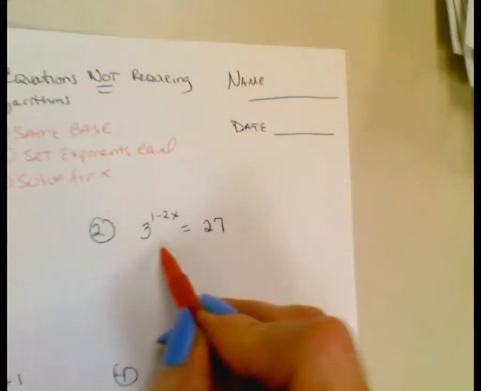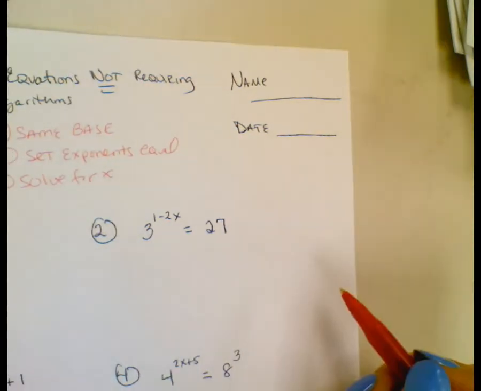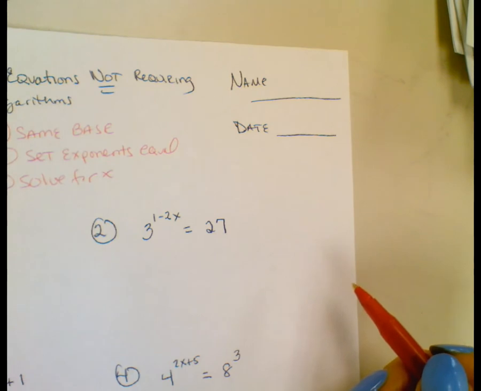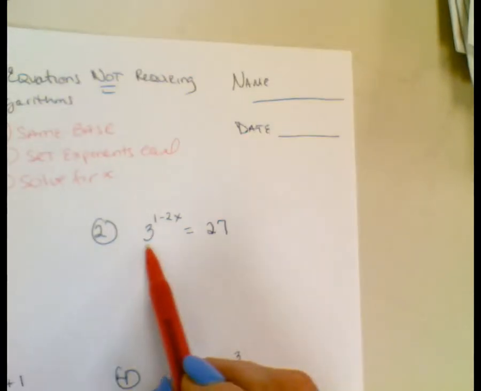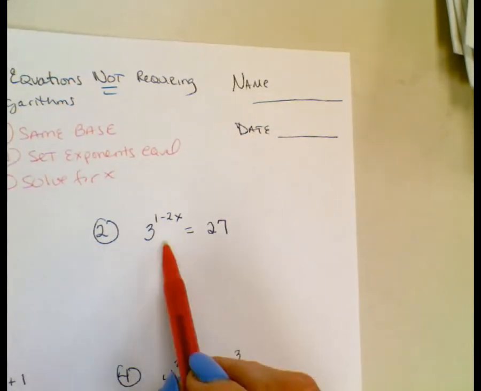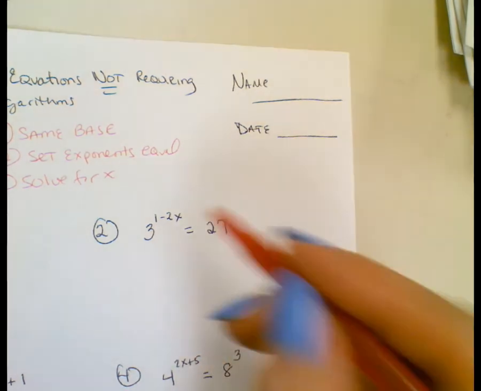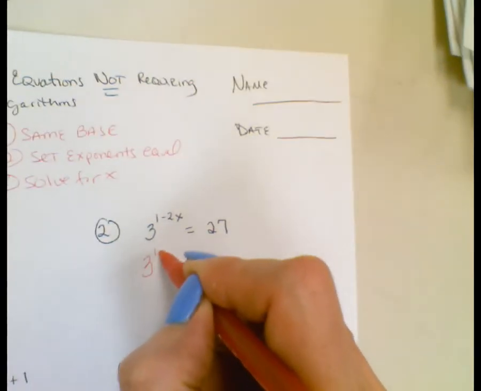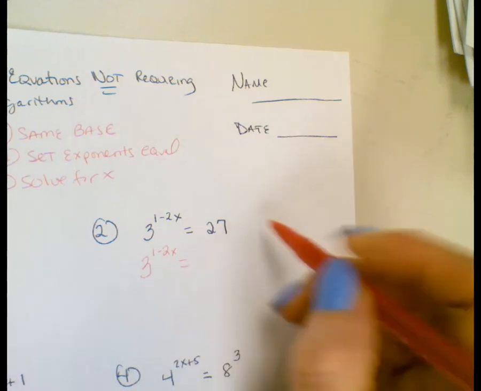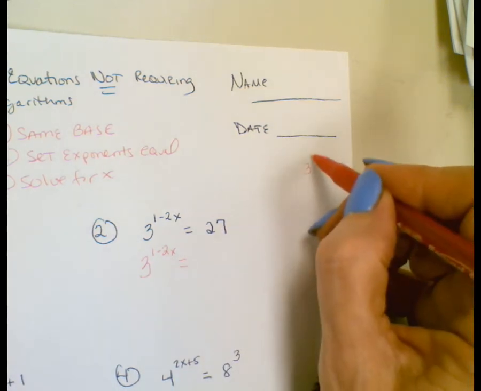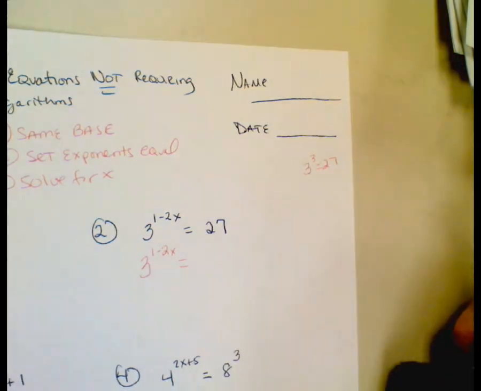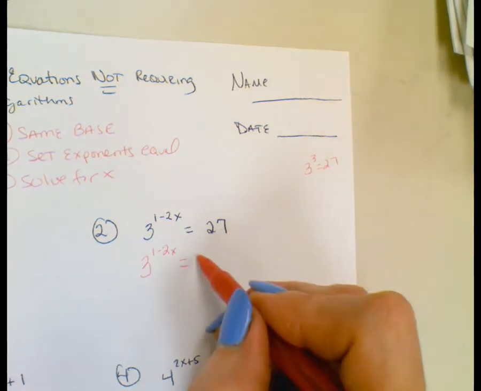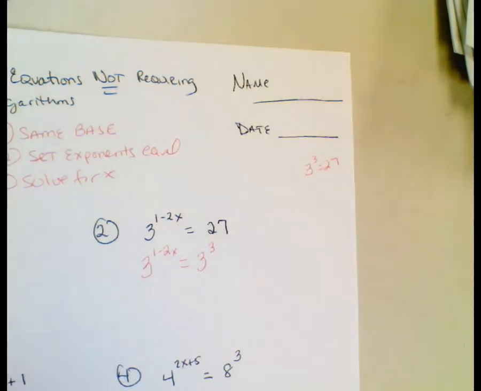Step 2. So we have 3 and 27. In order to put these in the same family, we have to find out which family it is. So the family that we're going to put these in is family of 3. So there's no change to the left side. But on the right side, we can change 27. You should know that 3 cubed and 27 are the same thing. So we're going to replace 27 with 3 cubed.